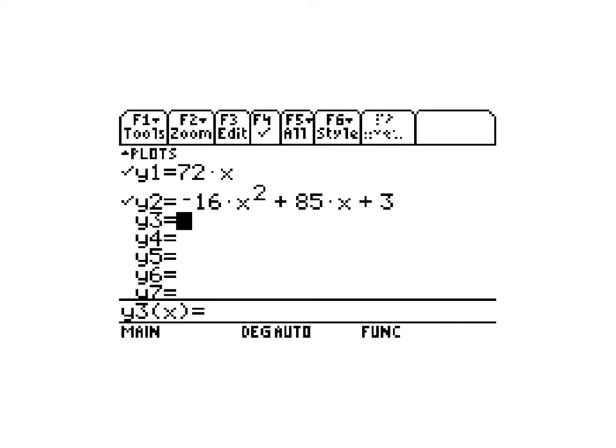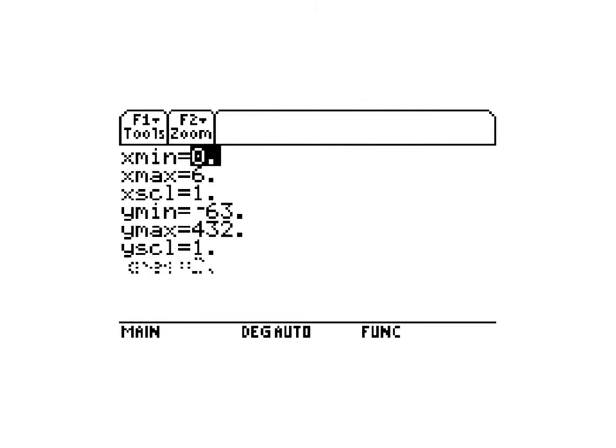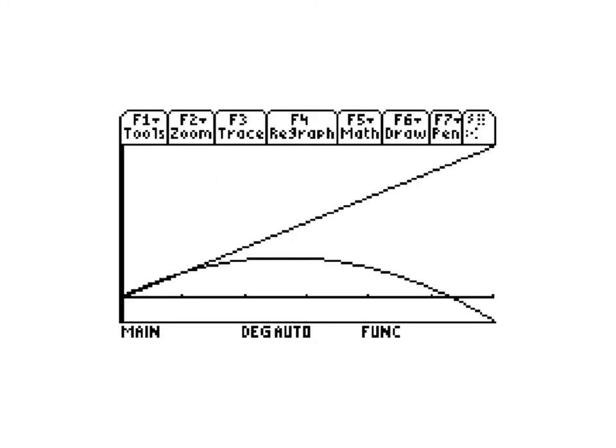So first, I just put 72x in for y1, and then the equation for the height of the baseball, negative 16x squared plus 85x plus 3, in for y2. Now, knowing that it doesn't take long for a baseball to hit the ground, after a couple of tries, I found that a good x max would be 6. So I made my x min 0 and my x max 6. Zoom fitting gave me the following graph.